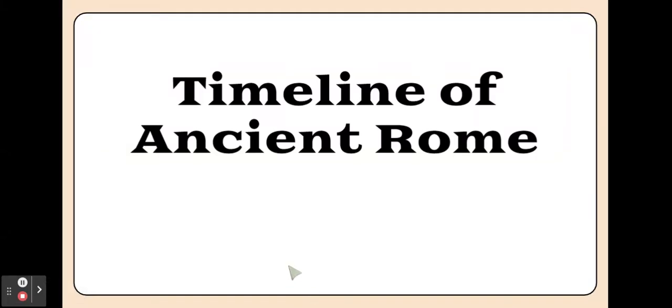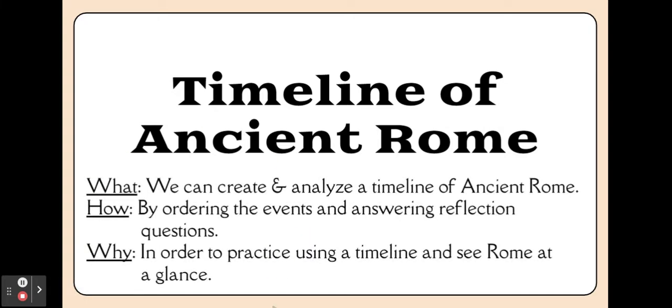Hello, my friends. Today we are talking about a timeline of ancient Rome. So here's our objective for that lesson. We can create and analyze a timeline of ancient Rome by ordering the events and answering reflection questions in order to practice using a timeline and see Rome at a glance.